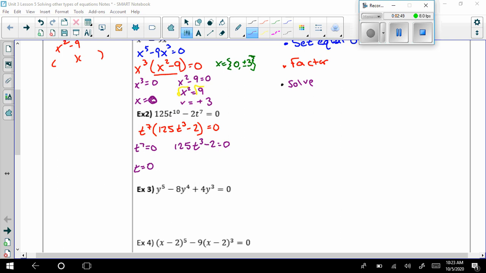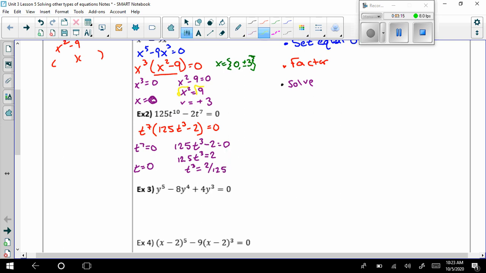Okay, so I'm going to pick back up right here. So you factor that out, you set them equal to 0, and we get t equals 0. Over here, though, we get 125t cubed minus 2 equals 0. So this is not factorable, but we're just going to isolate that variable. So we move our 2 to the other side, and then we isolate, again, the variable. So we divide by 125.